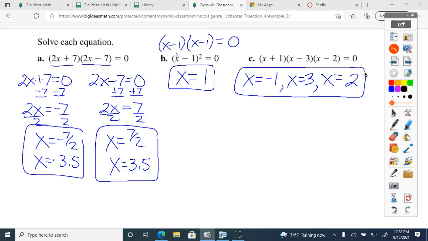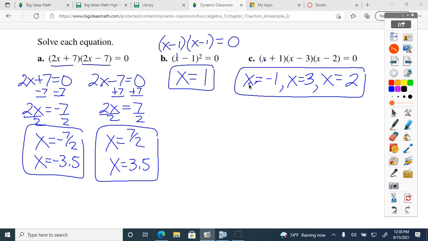Say that one more time. So the x's are just 1? The answers. No, the x's. The x's are just 1. What do you mean by that? What would make this parentheses 0? What would I have to plug in? 0 plus 1 is what? 1. That's not 0. What plus 1 is 0? -1, the opposite of it. So this x is -1.